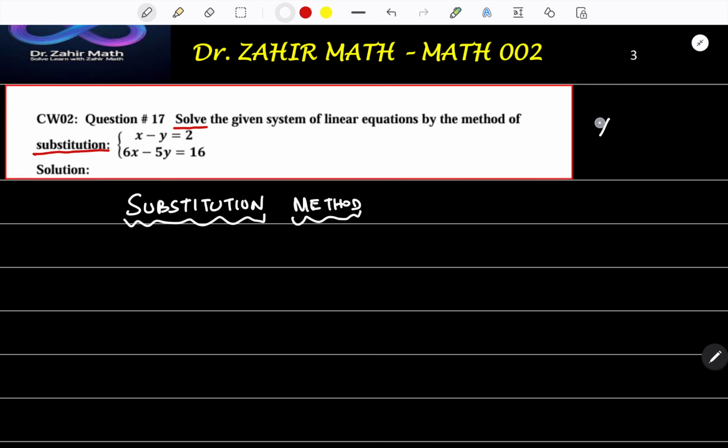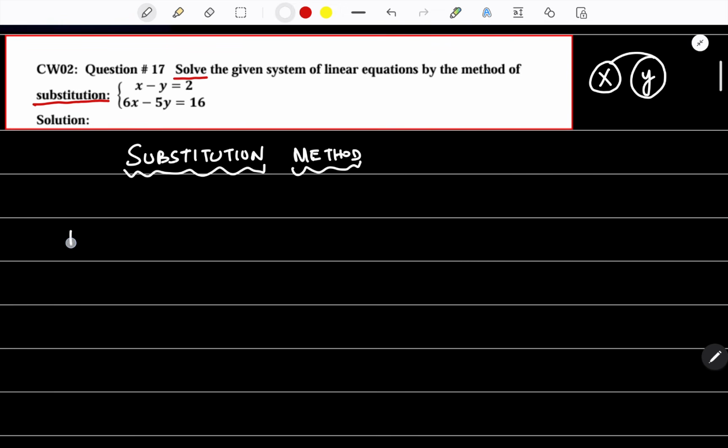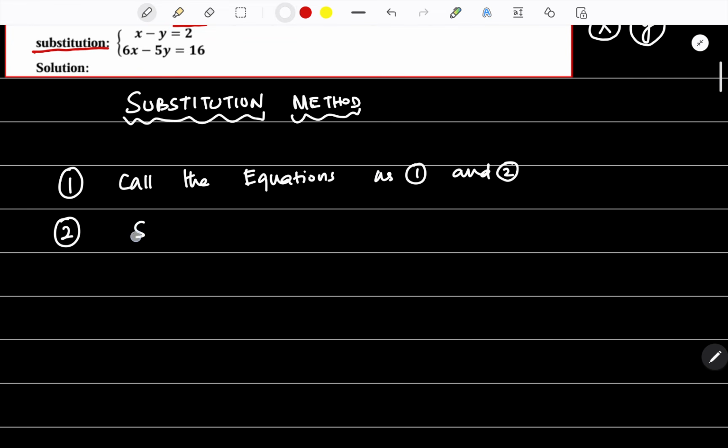Here we have two variables x and y. You are going to substitute one in another, right? For this, I'm going to tell you some steps. First step, call the equations as number 1 and number 2, right? Next one, solve x from the first equation. Solve x from equation 1.